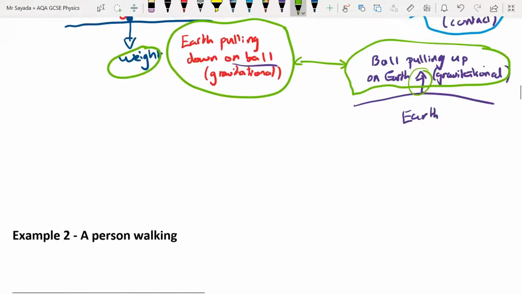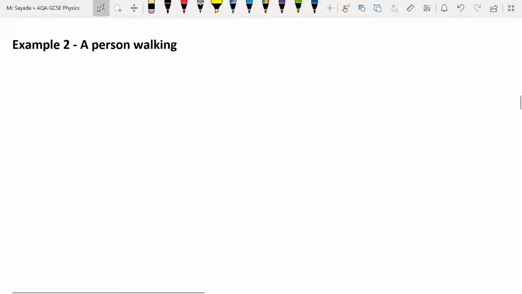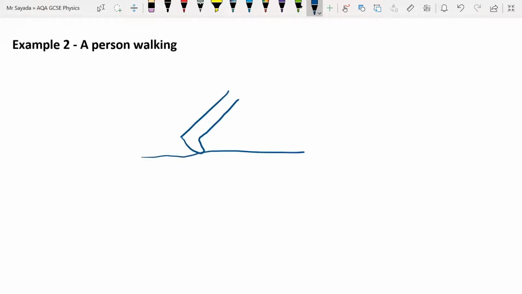Let's move to another example. A person walking along. So actually, the whole way that a person walks along the ground, so if this is the person's foot and this is the ground, what the person does is they push on the ground. So this is the foot pushing back on the ground. What's the Newtonian pair to that force? Pause the video, say your answer, press play once you're ready.